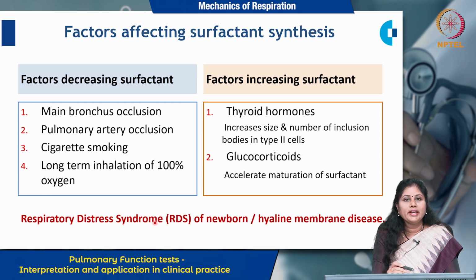Usually, surfactant synthesis starts from 24 weeks onwards and gets completed by 28 to 30 weeks. Okay? So, if they suspect any preterm delivery, they give the mother a glucocorticoid injection so that it will hasten the maturation of the surfactant, so that the baby does not suffer from respiratory distress. This particular syndrome is called respiratory distress syndrome of the newborn, or hyaline membrane disease.